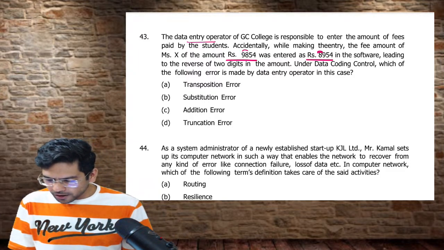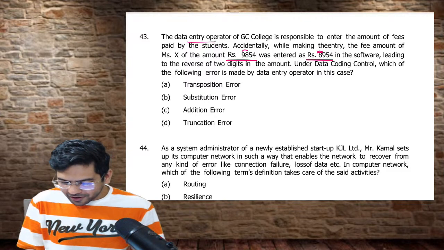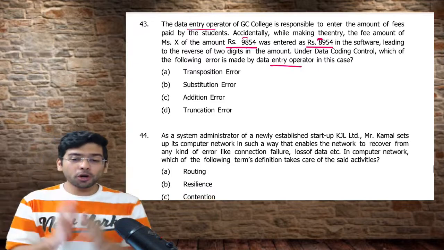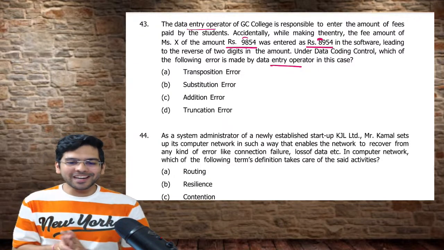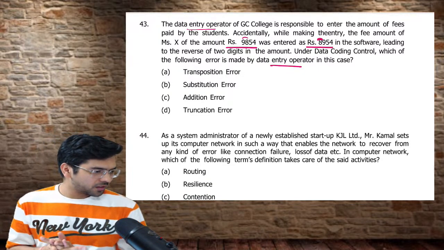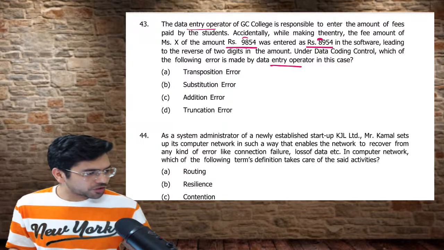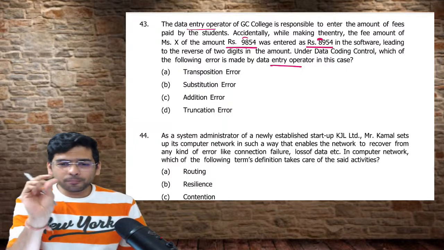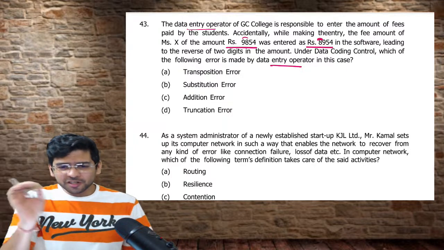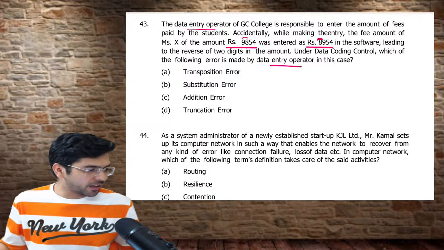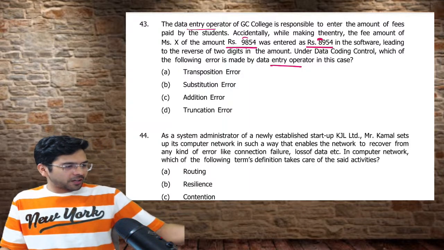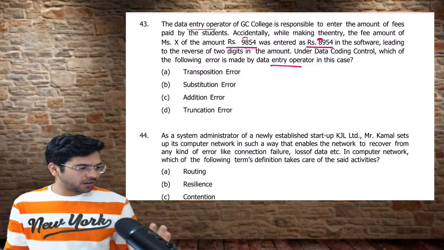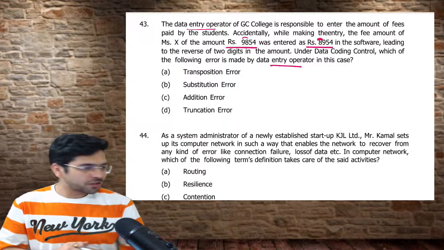Under data coding control, which of the following errors is made by the data entry operator? We have 4 options: transposition, substitution, addition, and truncation. Yes, Harshita says transposition. Harshita, you are correct, because the adjacent numbers have been interchanged. This is a type of transposition error. But can you tell me which transposition error it is? Is it a multiple transposition or single transposition?